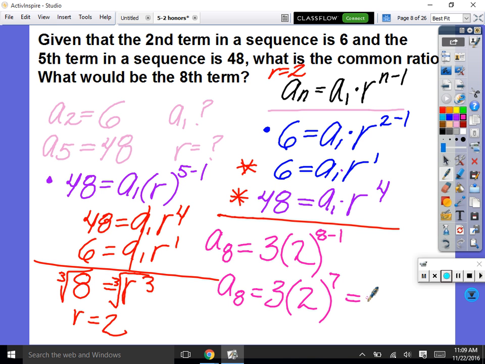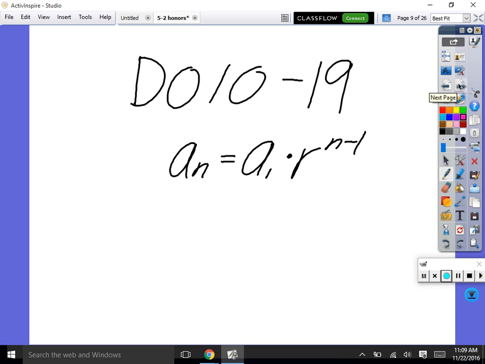So go, calculate that. 384. Sweet. Any questions on that? And if we were desperate, couldn't we have started at the 5th and multiplied 2 a couple more times and been there? Does that make sense, everybody? We could check it. Okay, awesome. Okay, so do 10 through 19. Practice some of those, and then we'll see where we're at.